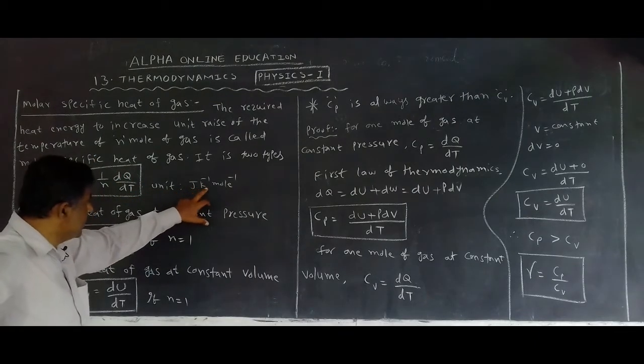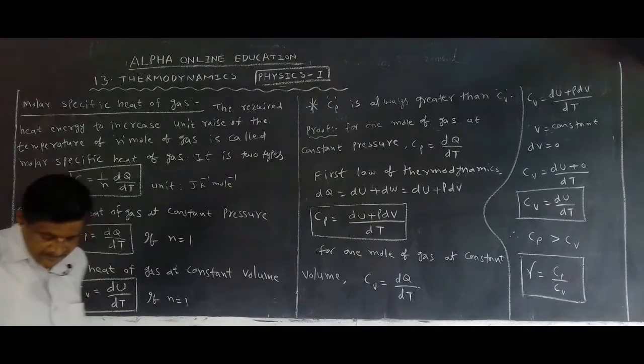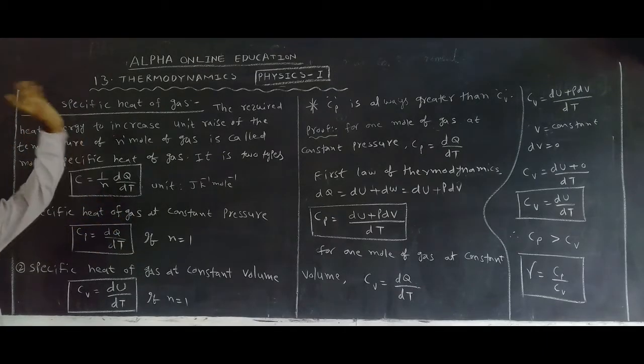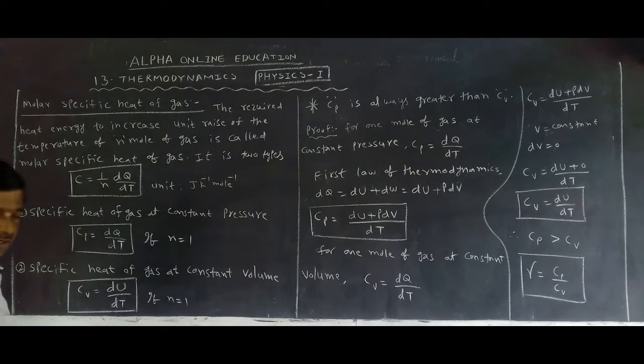Now, what is the unit of molar specific heat? Joule Kelvin inverse mole inverse. This is the unit of molar specific heat. But how many types are there? 2 types. What is the first one? Specific heat of gas at constant pressure.